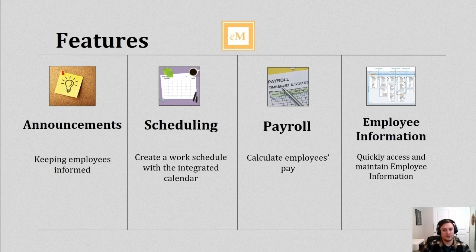So during my 15-day sprint, I implemented 4 main features: announcements, scheduling, payroll, and employee information. By using the announcements, you're able to keep your employees informed on current events happening within the company. Scheduling can be done by creating a work schedule with an integrated calendar. With payroll, you're able to calculate your payroll for your employees, as well as export the data into a spreadsheet for record keeping. And with employee information, you're able to quickly access and maintain your employee data.